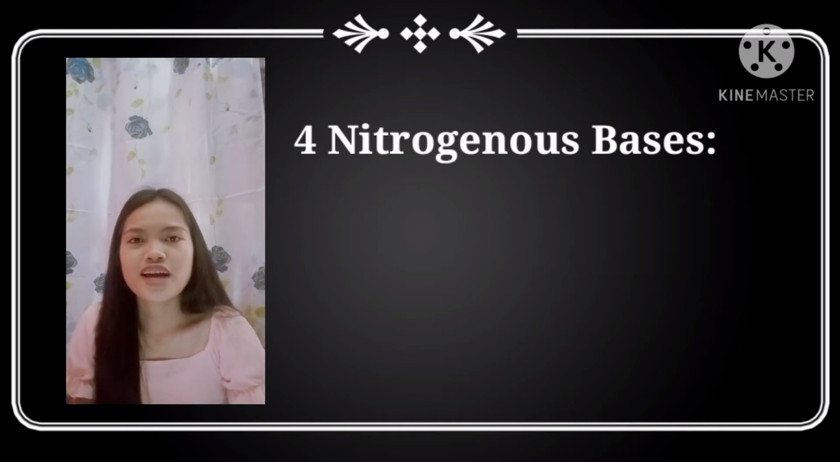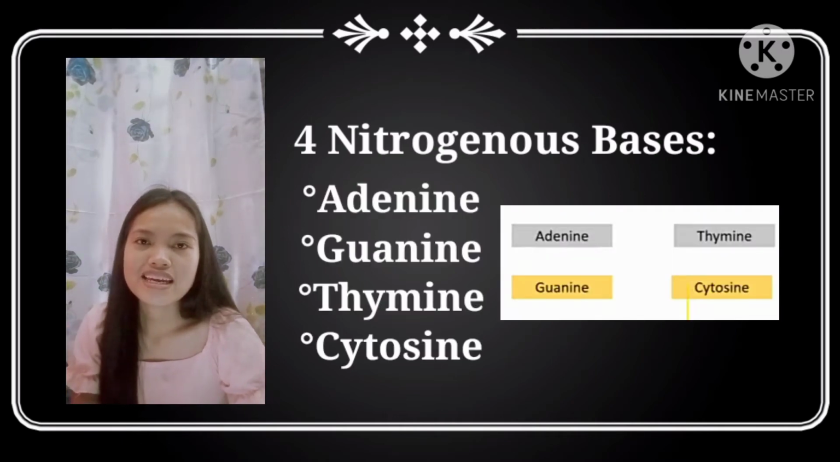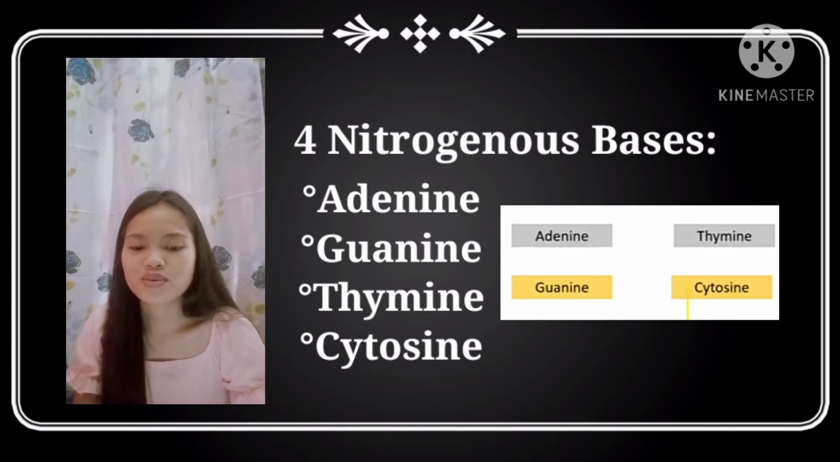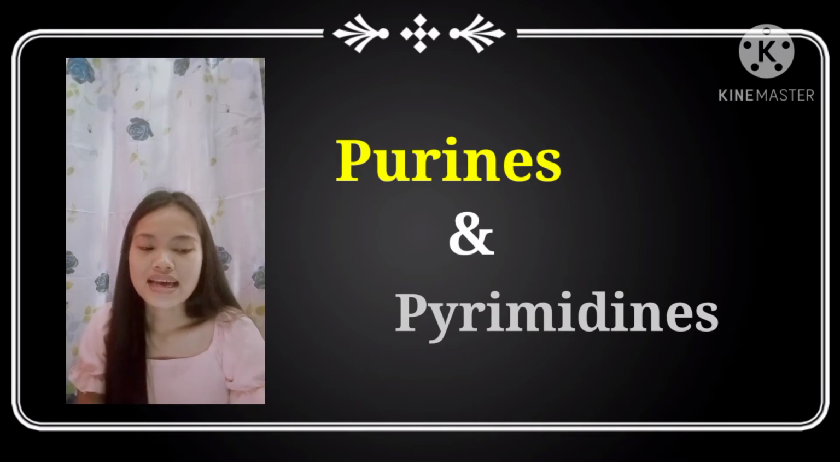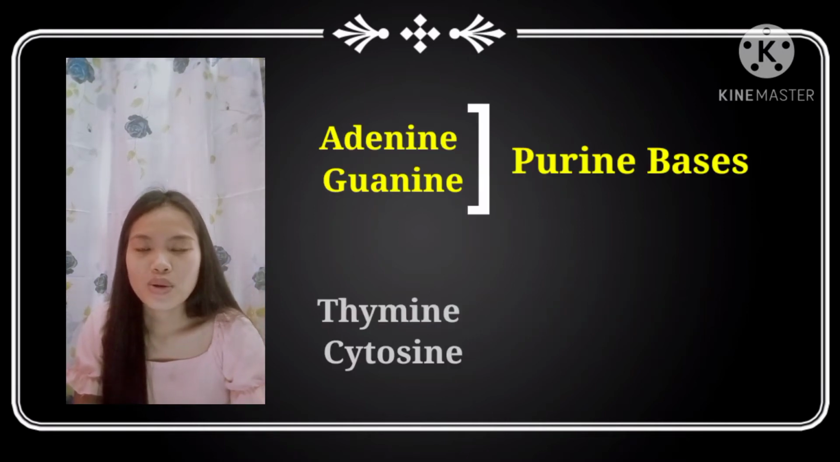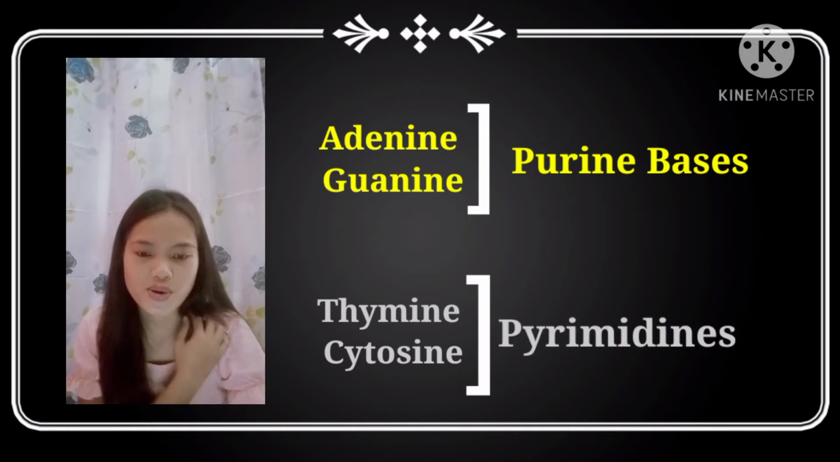There are four nitrogenous bases found in DNA: adenine, guanine, thymine, and cytosine. These nitrogenous bases can be categorized into two, namely purines and pyrimidines. Adenine and guanine are examples of purine bases, while thymine and cytosine are examples of pyrimidines.